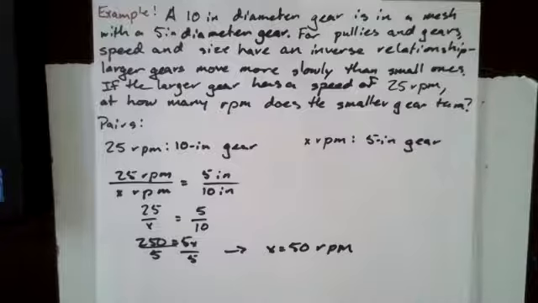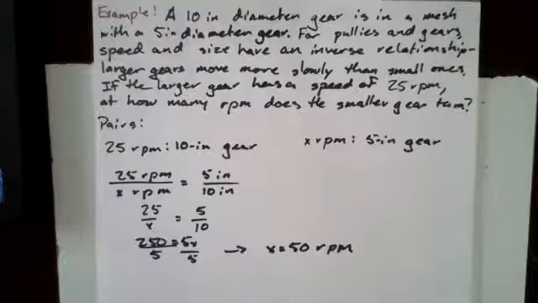One more example. A 10-inch diameter gear is in a mesh with a 5-inch diameter gear. For pulleys and gears, speed and size have an inverse relationship. Larger gears move more slowly than small ones. If the larger gear has a speed of 25 rotations per minute, at how many rotations per minute does the smaller gear turn? So here are our pairs, 25 rotations per minute for a 10-inch gear, and X rotations per minute for a 5-inch gear.